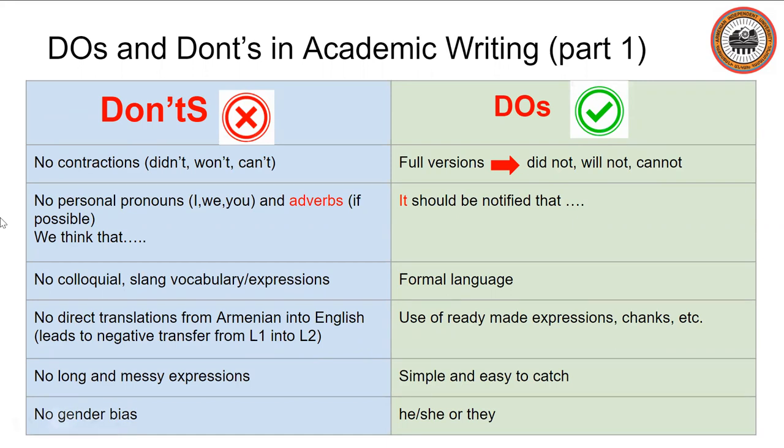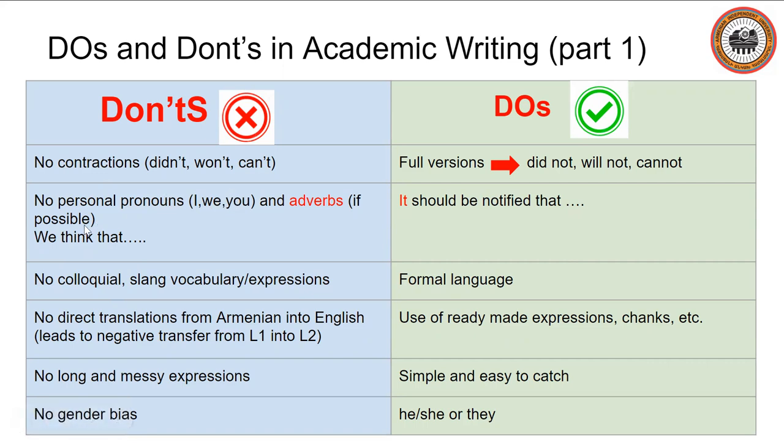Here I have an example for you. We think that... why do we use "we"? In this case, who is this "we"? You and who else? It's a question. For that reason, try to avoid it as much as possible. Instead of saying "we think that," it can be said "It should be notified that," and it becomes a kind of ready-made chunk, and you can really get rid of the pronoun "we." The same refers to I, you, etc.